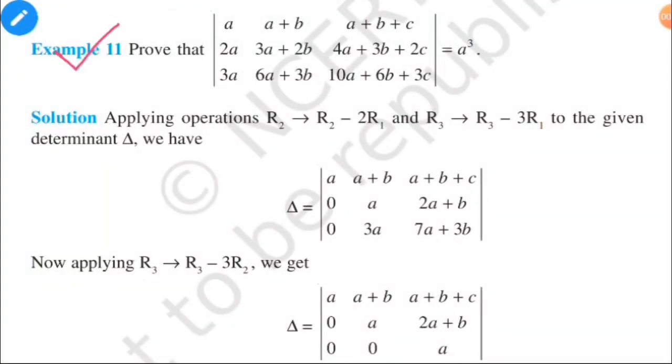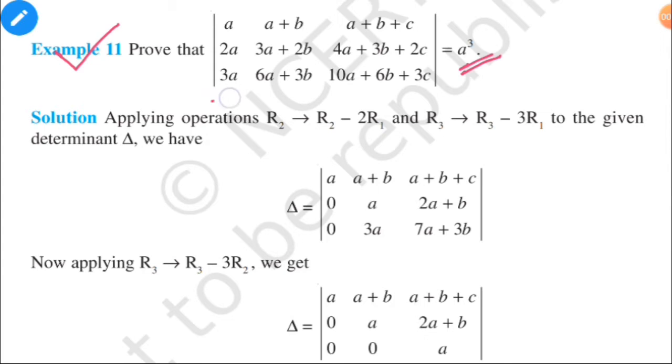In example 11, we need to prove that the given determinant equals a cube. By using the properties of determinants, we need to prove the given determinant equals a cube. If a determinant has more zeros in a column or row, the calculation of the determinant will be very easy. So we are going to change some or all elements of a row or column into 0 by using any properties of determinant.